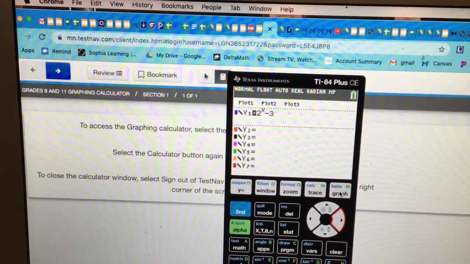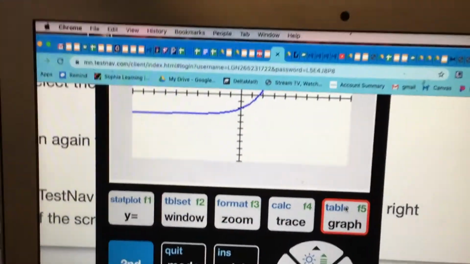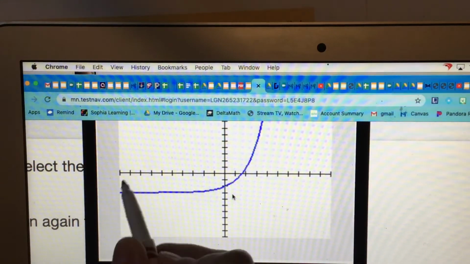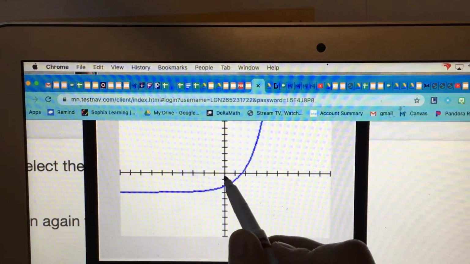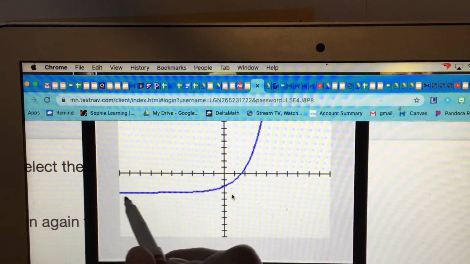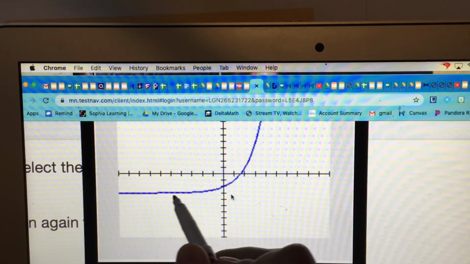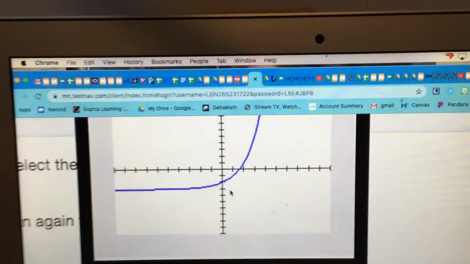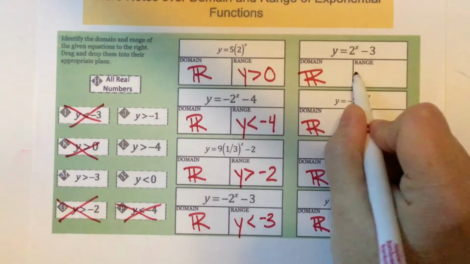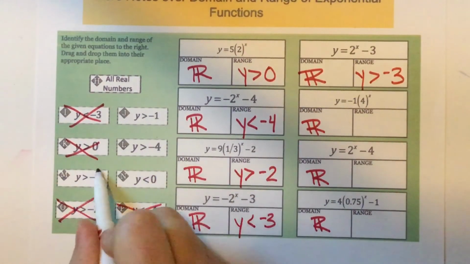Let's hit graph. So instead of the asymptote being right at the x-axis, it has dropped down 3, I'm sorry. 1, 2, 3. So it's down here at y equals -3. And then when the graph goes up, up, up, the y's get greater. So y is greater than -3. And now I'm done with that guy.